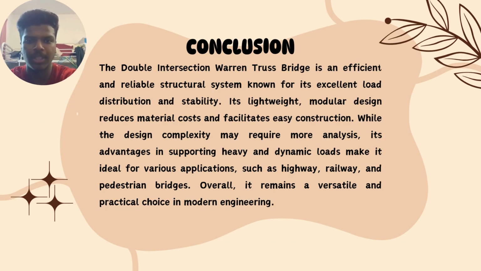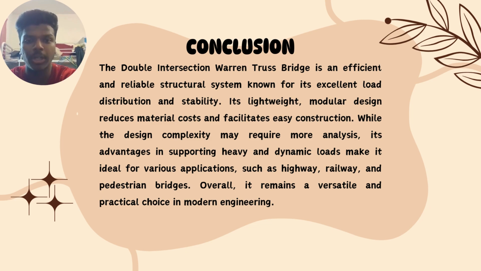To conclude our presentation, the double intersection Warren Truss Bridge is highly regarded for its efficiency and reliability. It features an exceptional structural system known for its ability to distribute loads evenly and maintain stability under various conditions. One of its key strengths lies in its lightweight and modular design. This not only reduces material costs but also simplifies the construction process, making it a practical solution for engineering projects.